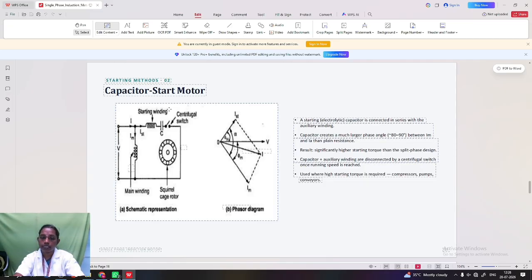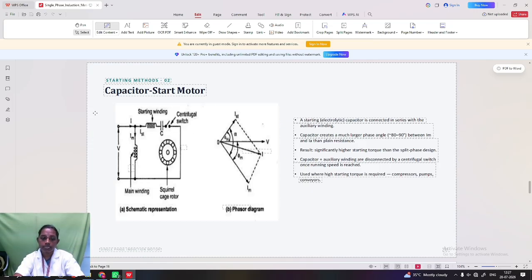In the split phase motor we get a phase angle of approximately 25 to 30 degrees, but by using this capacitor we get a phase angle of 80 to 90 degrees. If the phase angle is more, we can get high starting torque, higher than the split phase motor. The starting winding is disconnected with the help of the centrifugal switch when the motor reaches 75% of synchronous speed. This type of motor has high starting torque, so it is preferred for compressors, pumps, conveyors.